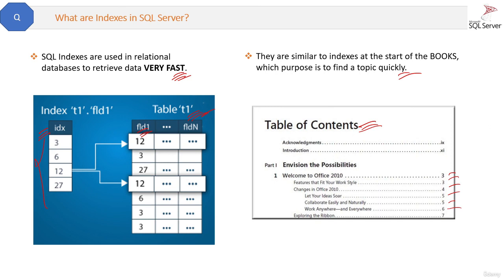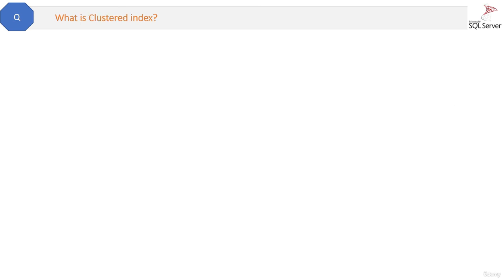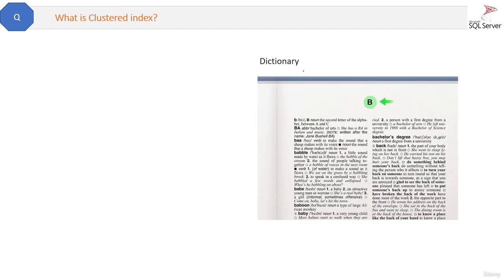This is the brief idea about the indexes. What is a clustered index? Let me give you an example first. See, this is a dictionary. Here B is the index, and below that we have all the data related to B here, right? So basically B, which is the index, is physically stored along with the data only, right?